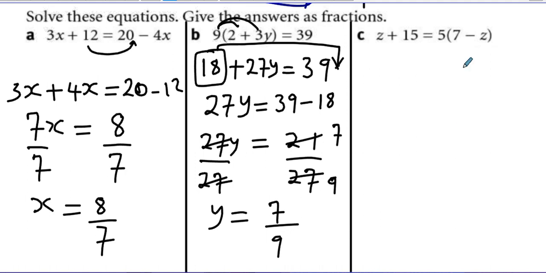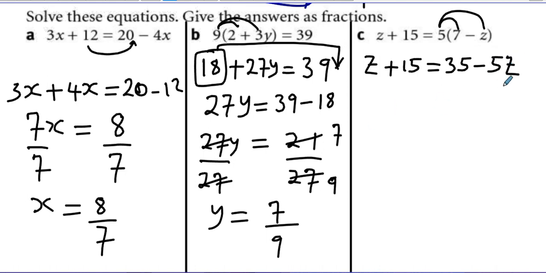Okay, let us go to the last question over here. So expand the brackets. This will be 5 times 7 and 5 times z. So this will be z plus 15 equals 35. 5 times 7 is 35. 5 times z, that will be minus 5z.